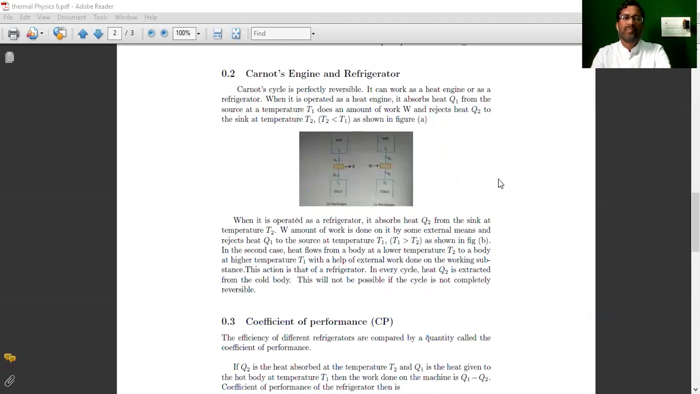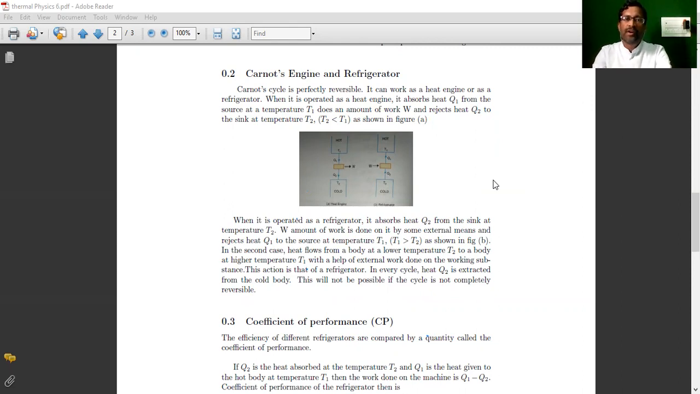We know that Carnot cycle is perfectly reversible. We have given the reason for it. So it can work as a heat engine or as a refrigerator. In the forward direction, as we have already seen, it is Carnot's heat engine, and in the reverse direction, it is the refrigerator.